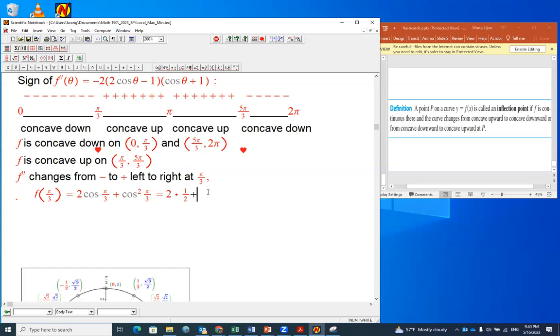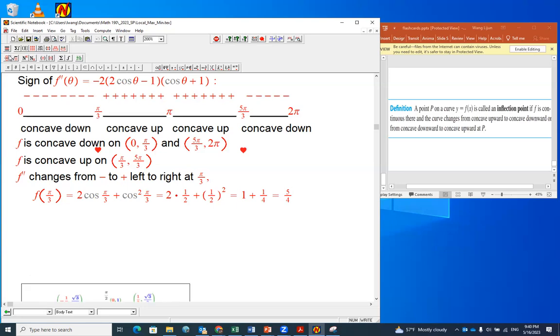plus, the other one is half squared, right? So half squared. And what do we get in the end? 2 times half is 1. 1 plus a quarter is 5/4. So 1 inflection point.